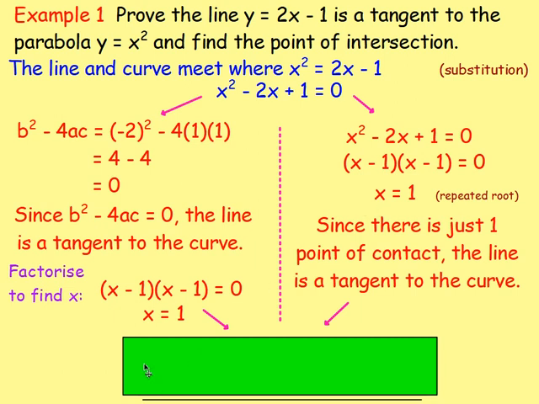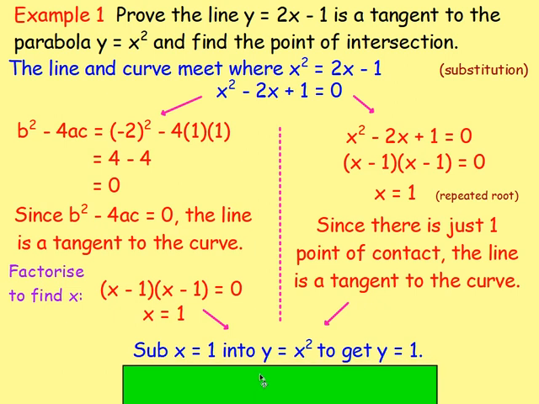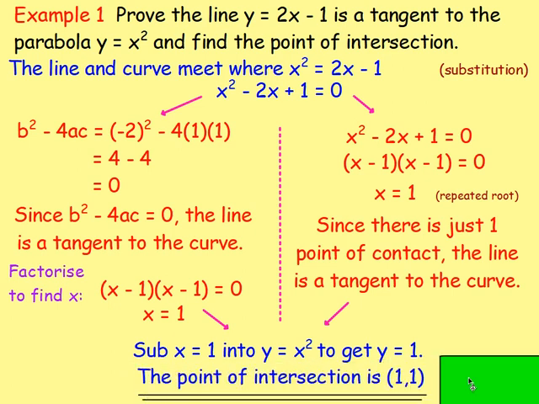Either way though, if you want to find the point of intersection, you'll also have to find the value of y. You know the value of x, so sub it into one of the equations. I'm subbing it into x squared, and I get y equals 1. Double check by subbing it into the other: 2 times 1, take away 1, you also get 1. It works out. That means that the point of intersection is (1, 1). Example 2.